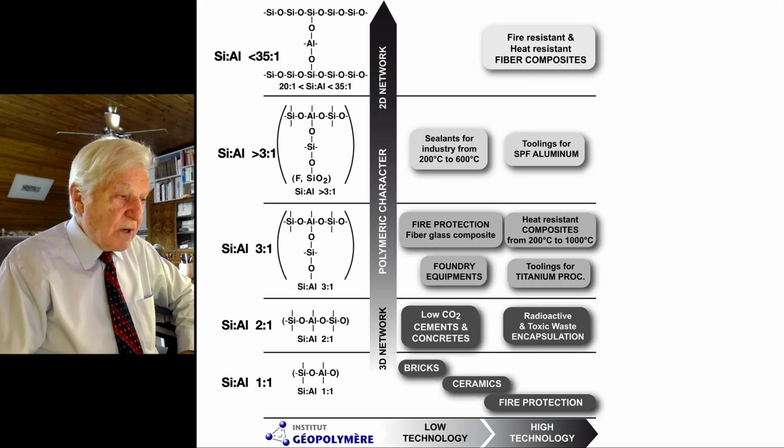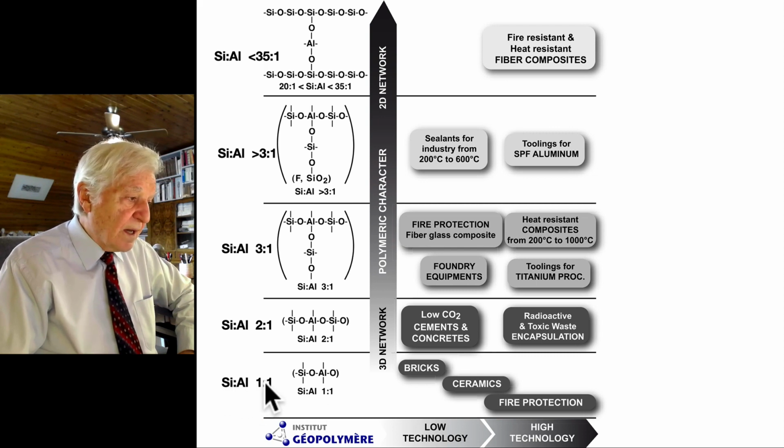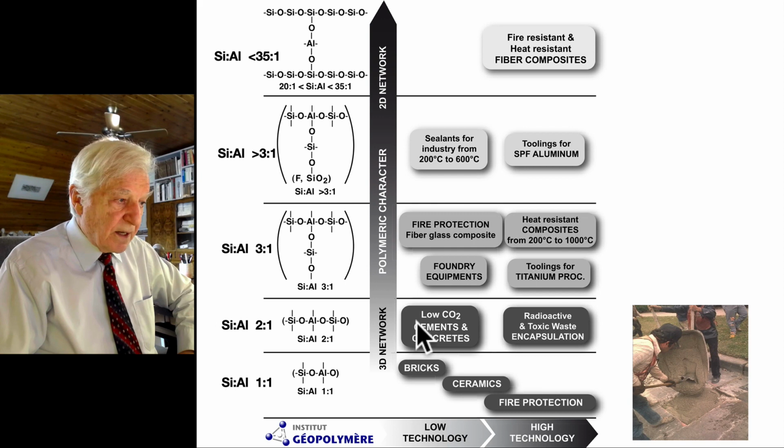For the silico-aluminate geopolymers, those obtained in the alkaline medium, the properties depend on the ratio Si:Al. For Si:Al 1:1 and Si:Al 2:1, we have a strong, rigid, three-dimensional network, and the applications are those of low CO2 cements and concrete, radioactive toxic waste encapsulation, bricks, ceramics, and regular fire protection.